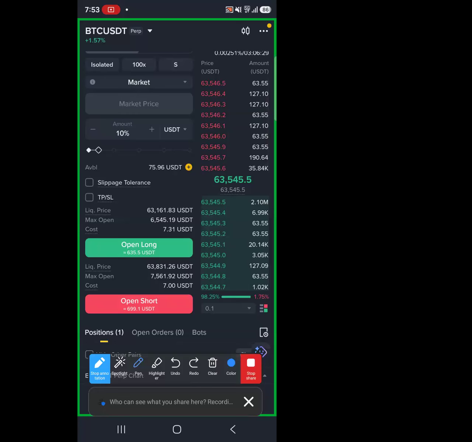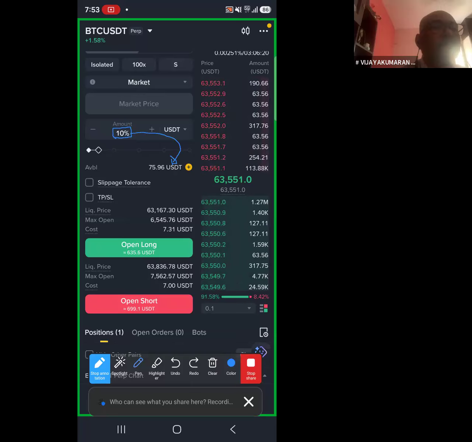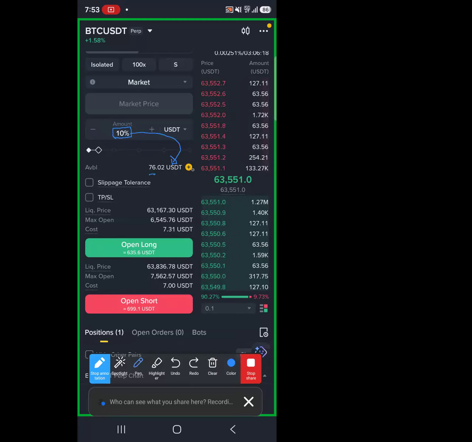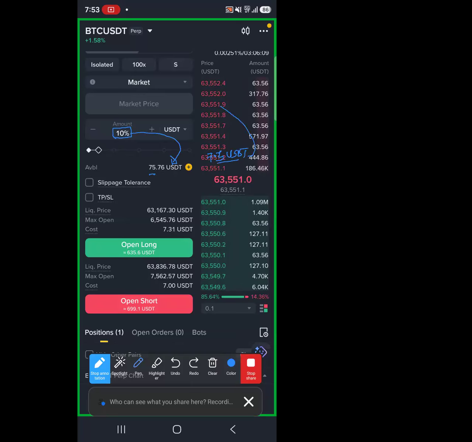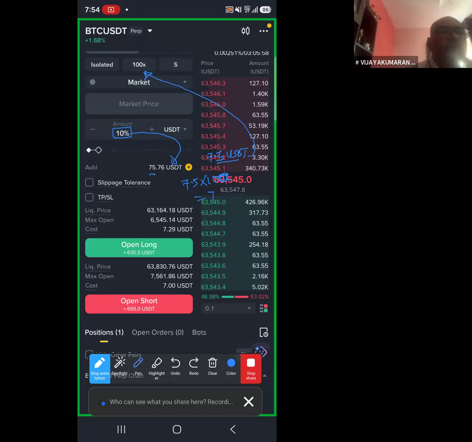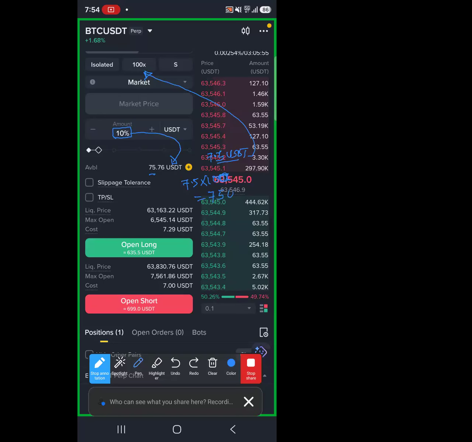So it means I want 10% of my margin to be used as my initial margin, right? So 10% of this is equivalent to 7.5 USDT, right? Now, because I have selected a 100x leverage, it would be 7.5 times 100, which would be equivalent to 750 USDT. So this is the amount that is going to open up my trade.